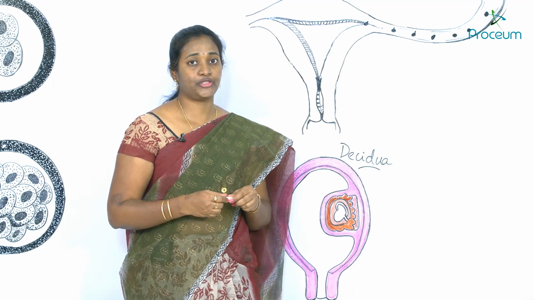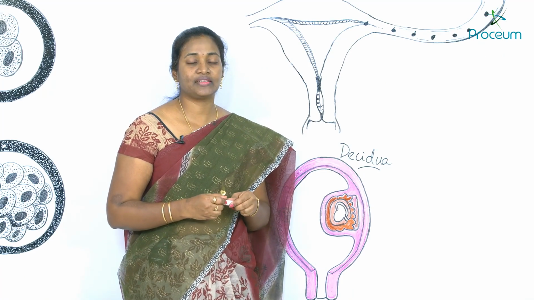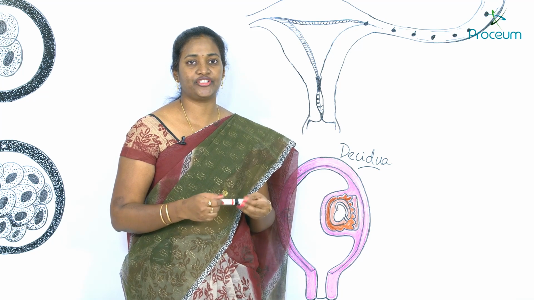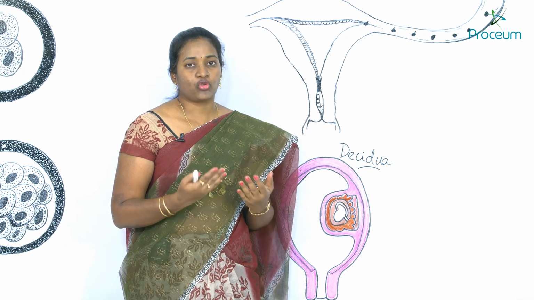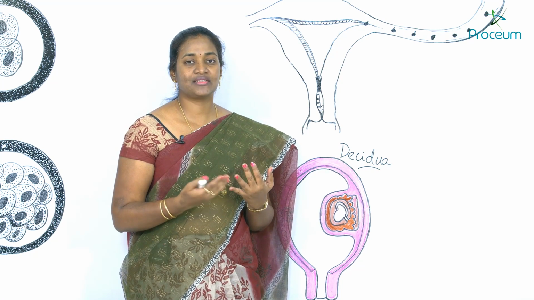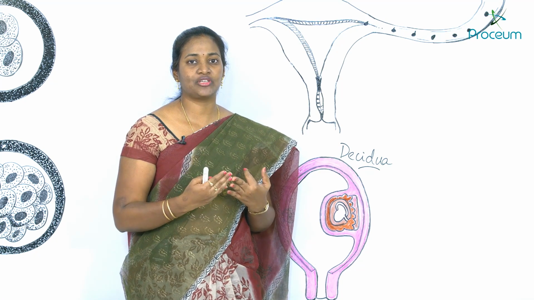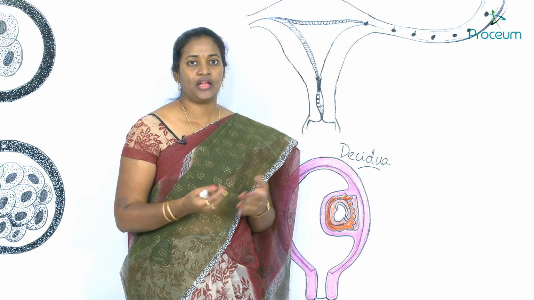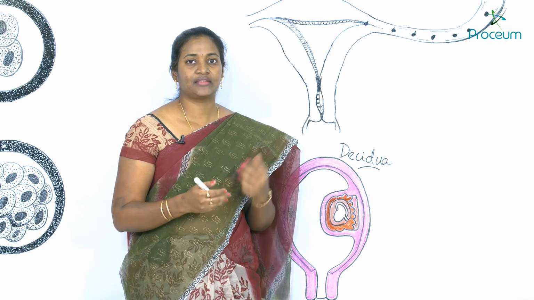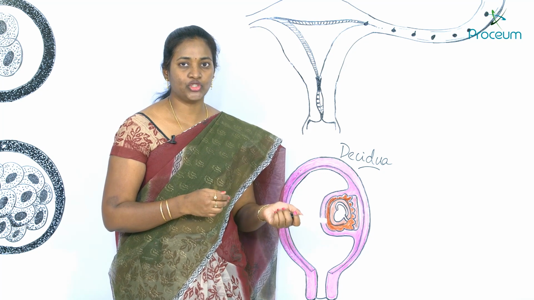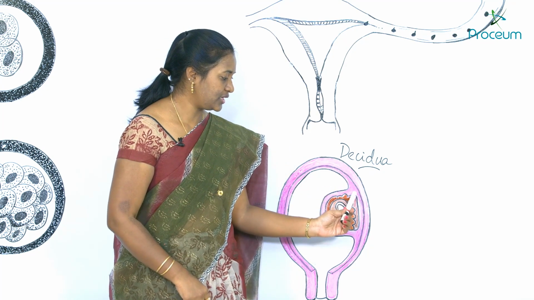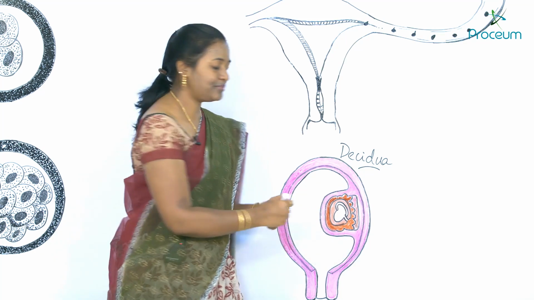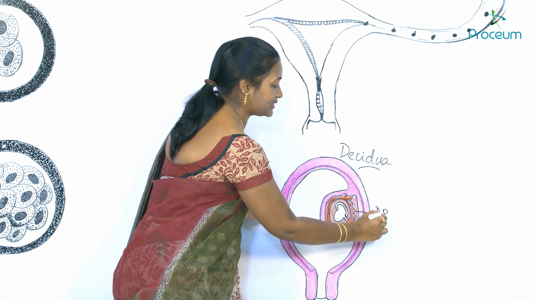Now, what is decidua? Decidua is nothing but the compact layer of the endometrium after the implantation of the blastocyst. There are 4 types: decidua basalis, decidua parietalis, decidua capsularis, and decidua marginalis. Now, what is decidua basalis? This is the part of the endometrium between the blastocyst and the myometrium. So, this part is described as decidua basalis.